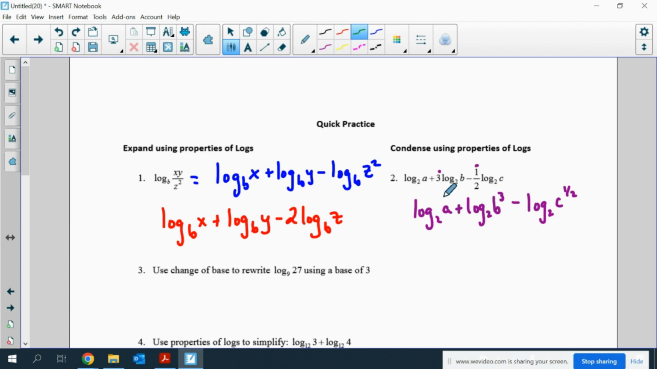And then my final answer will be to condense these things. So I end up with log base 2 of ab cubed over c to the 1/2, which is the same thing as the square root of c. And we could rationalize that denominator, make it ab cubed square root of c over c if we want.